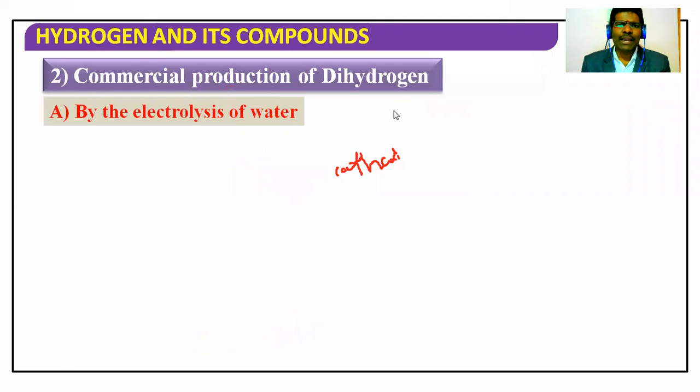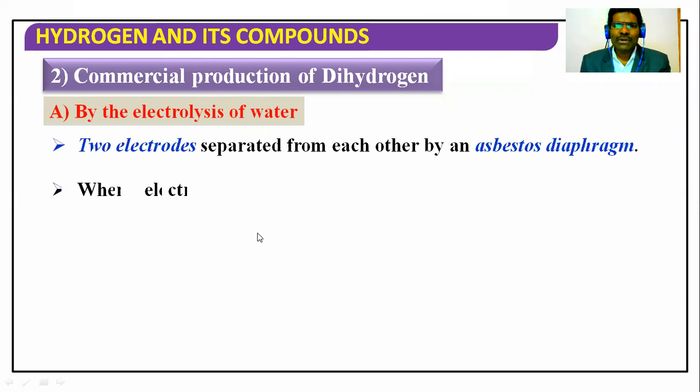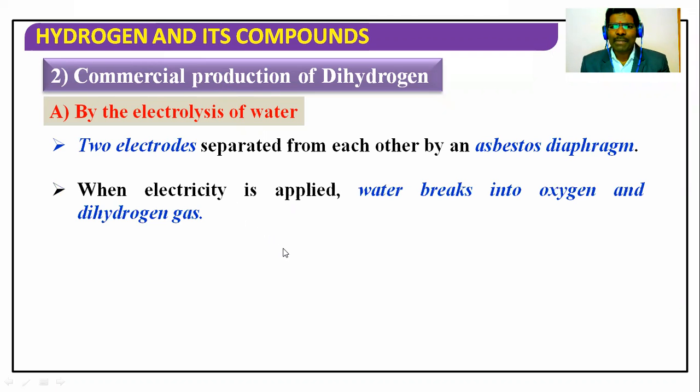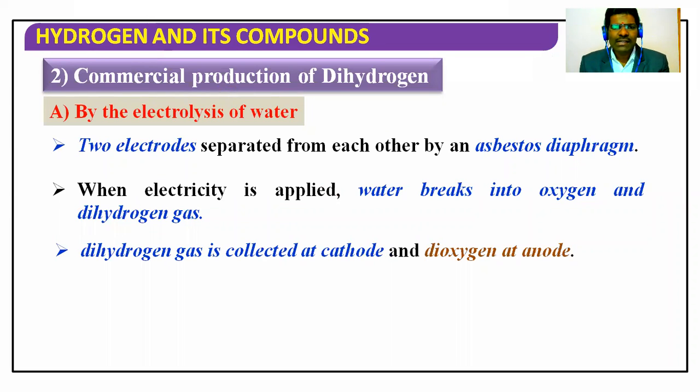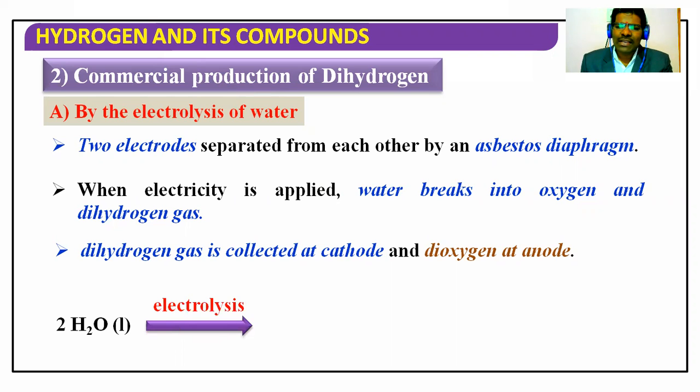Let us see the next. By electrolysis of water, as we have just seen, we use an asbestos diaphragm. When electricity is applied, water breaks into hydrogen and dioxygen. Dihydrogen gas is collected at the cathode and dioxygen at the anode. H2O dissociates to give H plus and OH minus; H plus is reduced to H2 gas at the cathode, and OH minus is oxidized to oxygen at the anode. This is the electrolysis reaction of water, dear students.